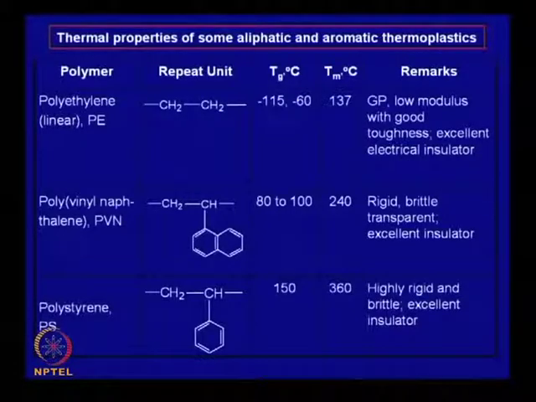Now, this shows further examples of other polymers, their Tg and Tm, melting transition, both. Say you go through this, these are available in the book. You look at the structure, try to understand why their Tg values are differing from each other, why their Tm values are differing from each other.